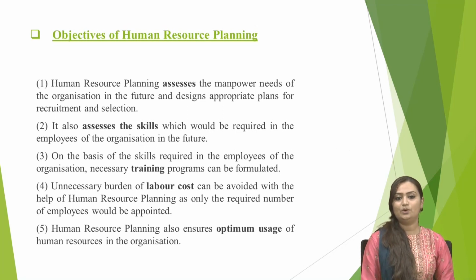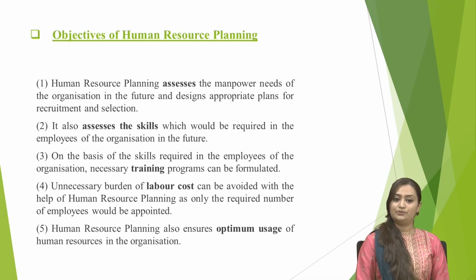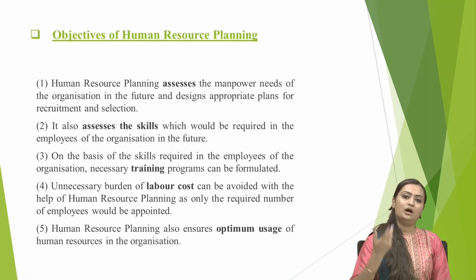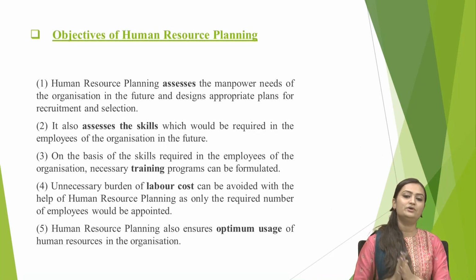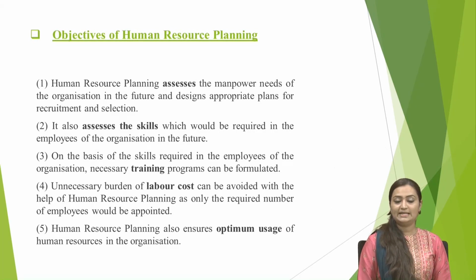The next is related to the objectives of human resource planning. So the first objective is to assess the current manpower need of the organization. If the company is focusing on changing any of the plans or processes, or maybe opting for expansion planning, the manager with the help of human resource planning can decode the number of employees they have and the number of employees required to do the work in the company.